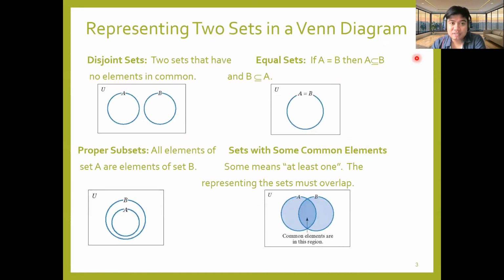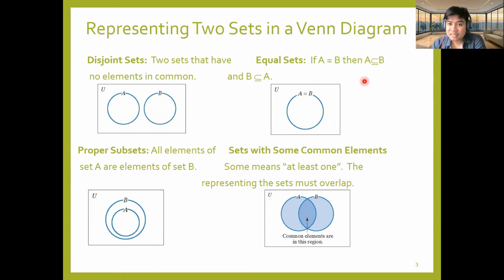So, mayroon tayo ditong representing two sets in the Venn diagram. So, number 1, disjoint sets. Pag sinabi natin disjoint sets, these are two sets that have no elements in common. So, wala silang parehas na elements. Or basically, ang kanilang intersection ay wala, or null set. So, kapag i-represent natin yun sa Venn diagram, nandito, set A and set B at hindi sila magi-intersect at nasa loob sila ng universal set.